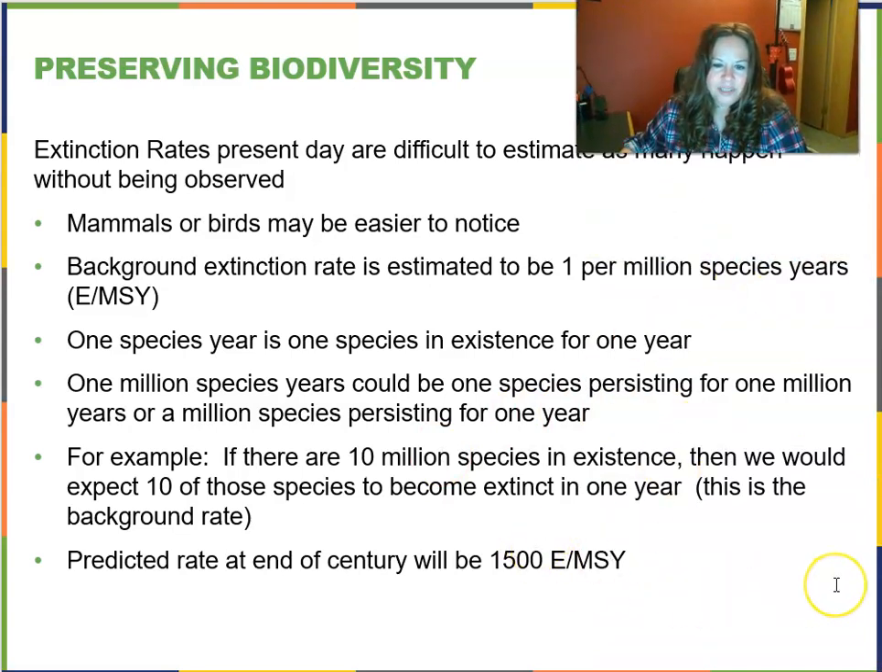For example, if there's 10 million species in existence, then we would expect 10 of those species to become extinct in 1 year. That would be the background rate. Currently, the predicted rate at the end of the century will be 1,500 extinctions per million species years.